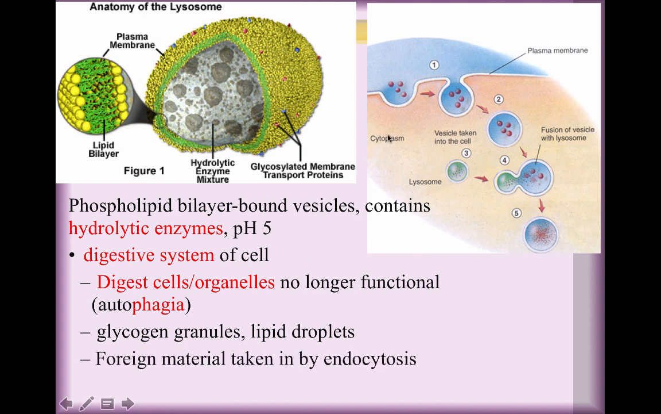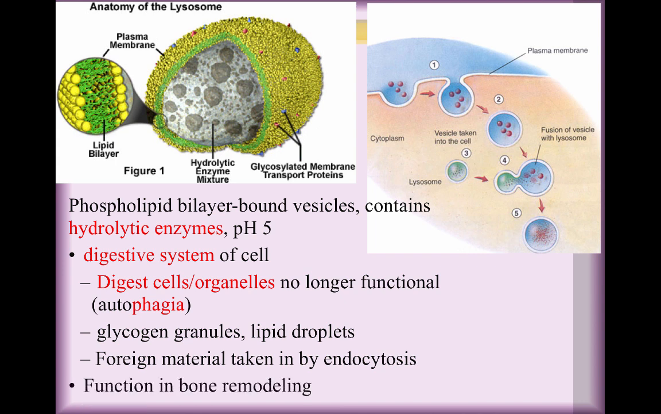And then again, as we said earlier, these red dots that you see up here could in fact be foreign material. So it could be something like a bacteria or something along those lines, which could cause infection and is taken into the cell by either phagocytosis or endocytosis. And then again, the lysosome can help to digest that and break it down.